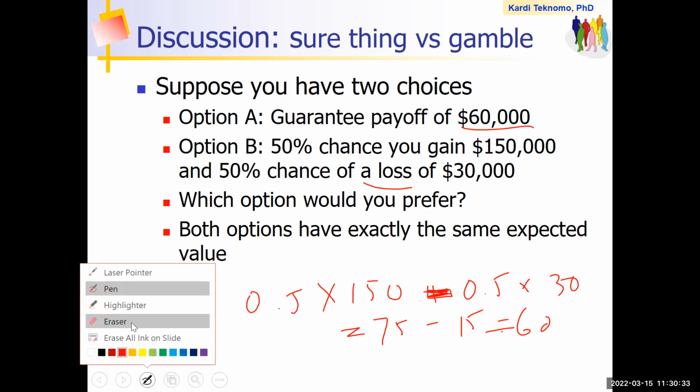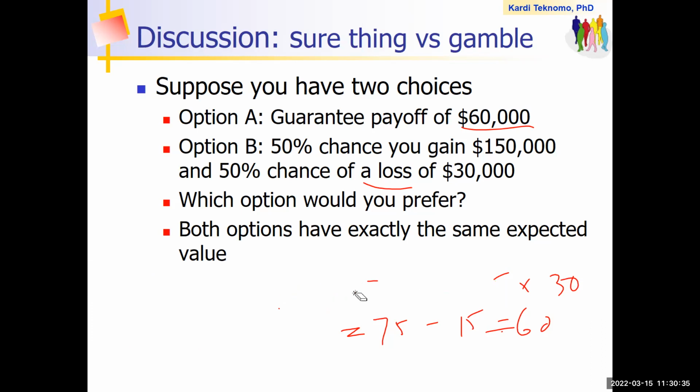So how are you going to decide? It's still better to pick A for you, compared to B, because there's still the chance of loss in B, while in A you don't have any chance of losing anything.